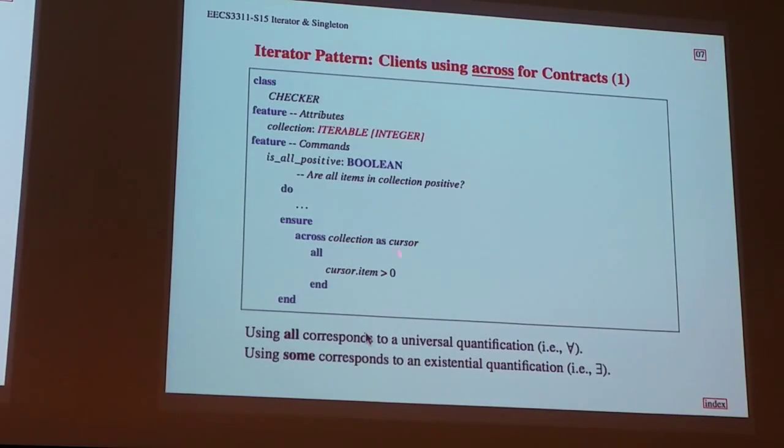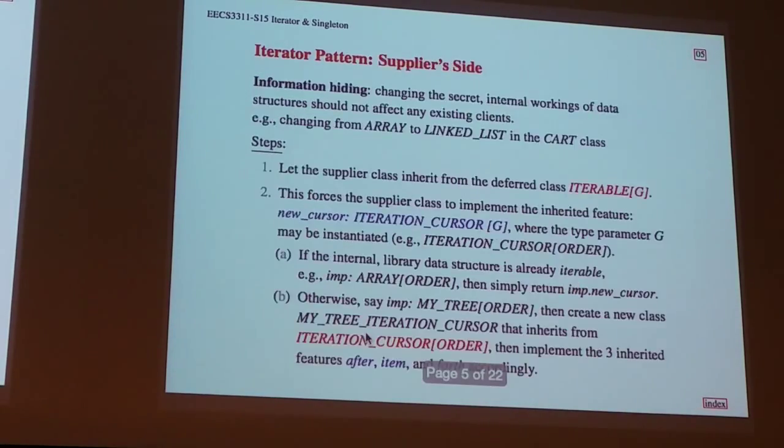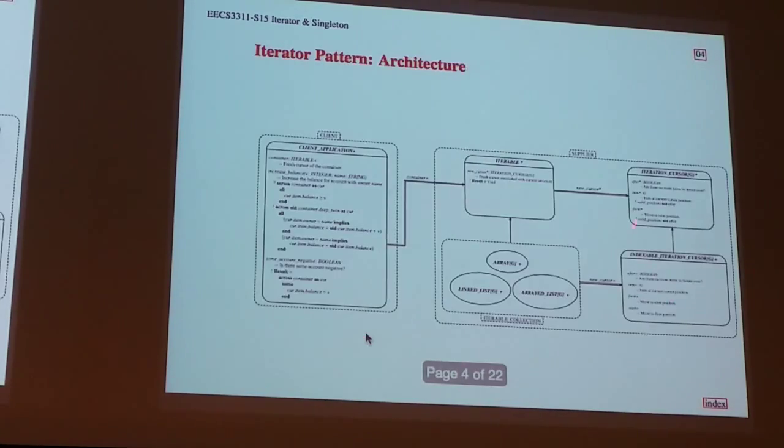Okay, so we can actually use this cursor to define a Boolean expression. And here it's as simple as cursor.item larger than 0. Because cursor is an iteration cursor type, one of the features defined is called item. That's the current item being iterated through. Okay?